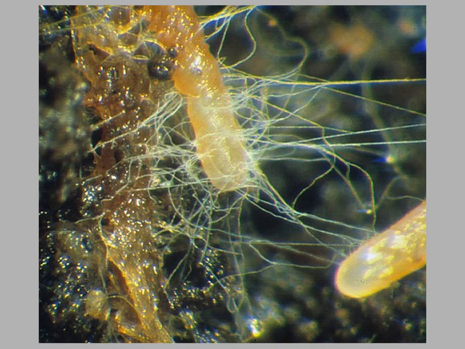So this is a beautiful photo, I think, of root tips surrounded by a sheath of hyphae of mycorrhizae, and you can see how these hyphae are connecting these two different roots, allowing exchange between them.